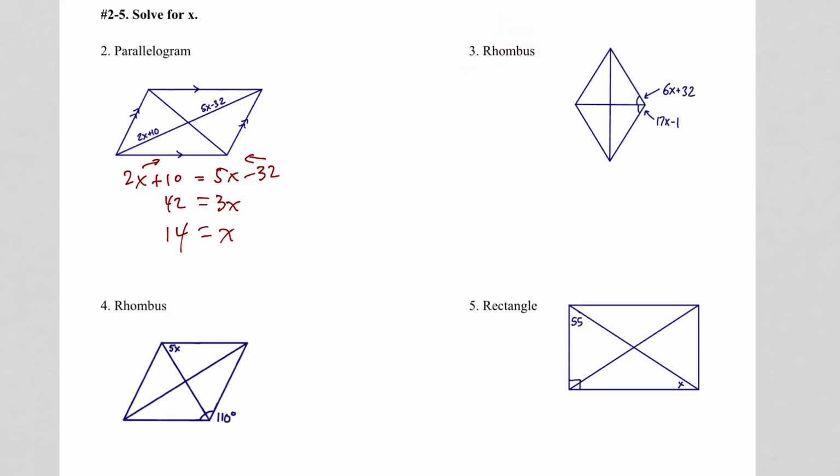Okay, in a rhombus, the diagonals bisect the angle. So because this bisects this angle, these two are the same. So 6x plus 32 must be equal to 17x minus 1. I'll bring the 6 over this way. 17 minus 6 is 11x. I'll bring the 1 this way. 32 plus 1 is 33. And I'll divide by 11 and get x is equal to 3.